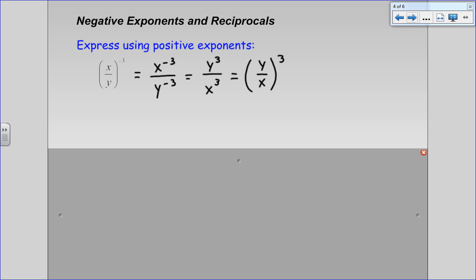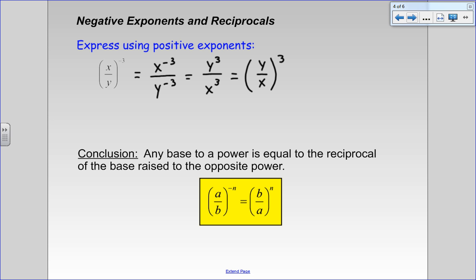If we compare this answer to the original problem, we can see that we've found the reciprocal of the original fraction, and we've changed the sign from negative to positive on the original exponent. So our conclusion, any base to a power is equal to the reciprocal of the base raised to the opposite power. Algebraically, we would say the quantity a over b to the negative n power equals the quantity b over a to the n power.